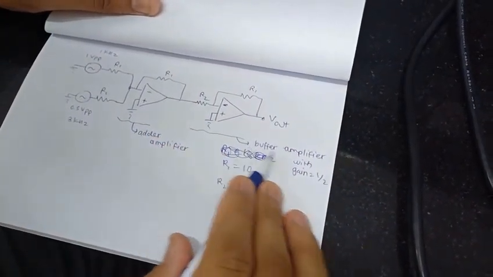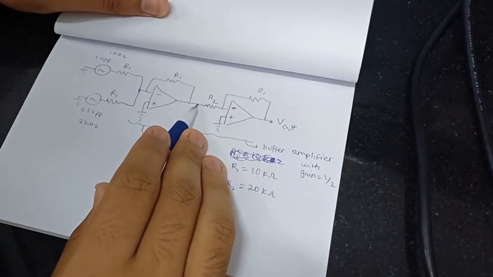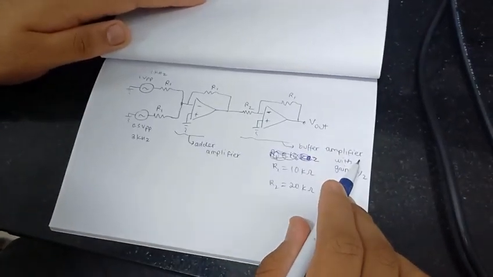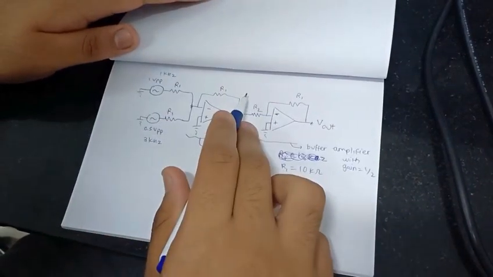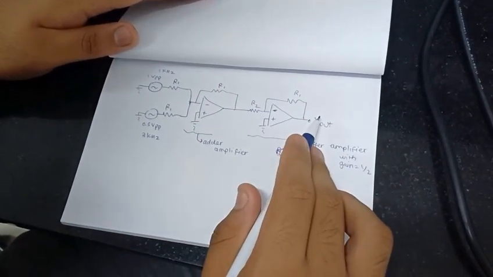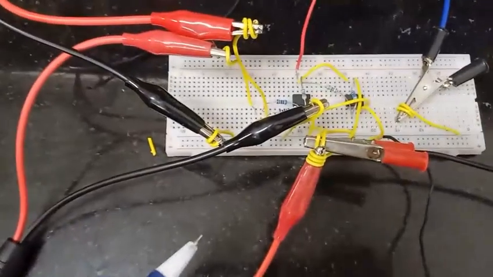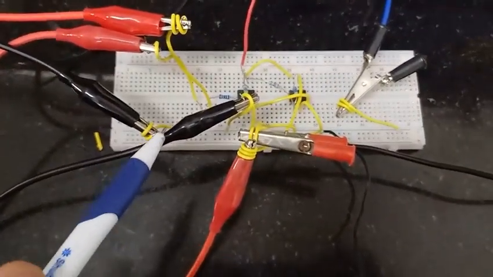And the buffer amplifier, as you know, helps in isolating the input circuit from the output circuit, and it also helps in signal isolation. Now this is the circuit which we have explained earlier.